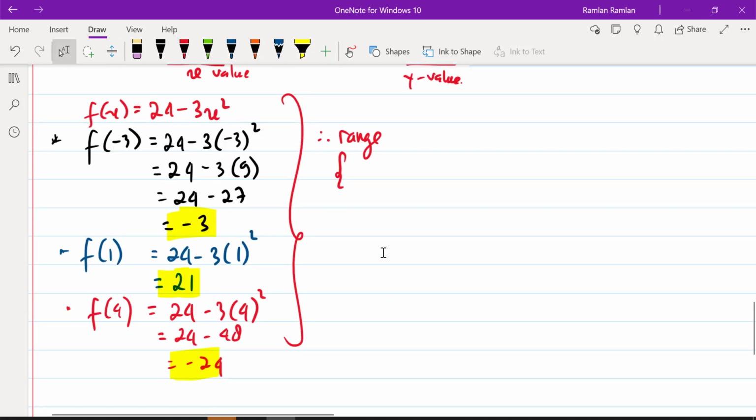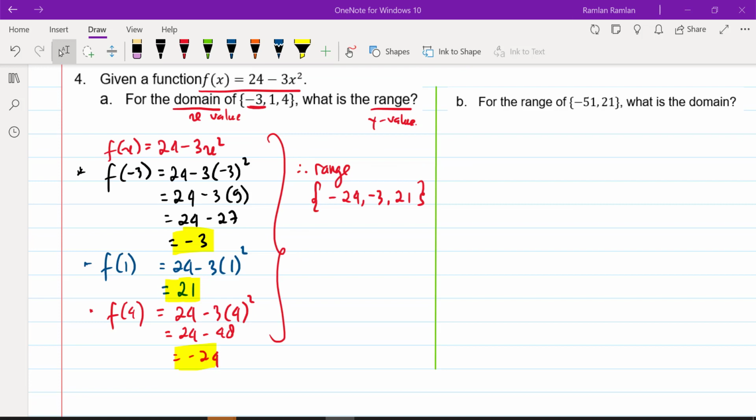I can write it down from the smallest, which is negative 24, comma negative 3 and 21. It doesn't really matter because we're not matching the domain with the range. So just write down what the range is. This is going to be the final answer. Okay, number 4, section B: for the range of negative 51 and 21, what is the domain here?